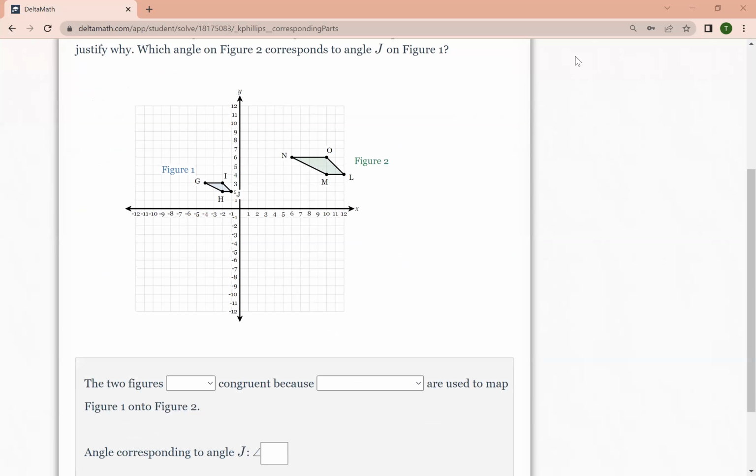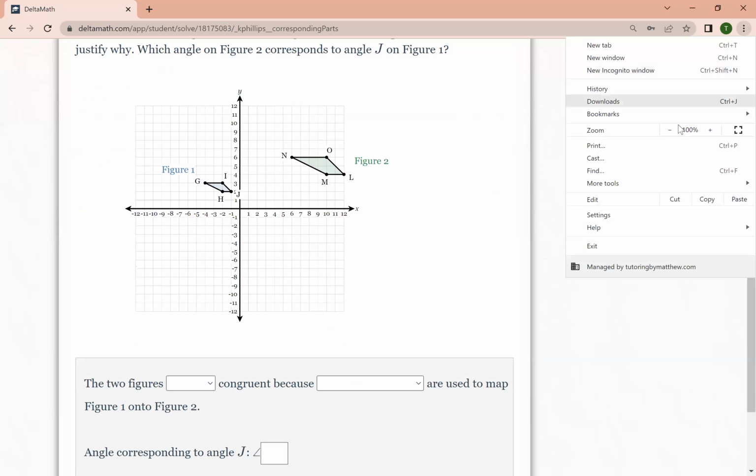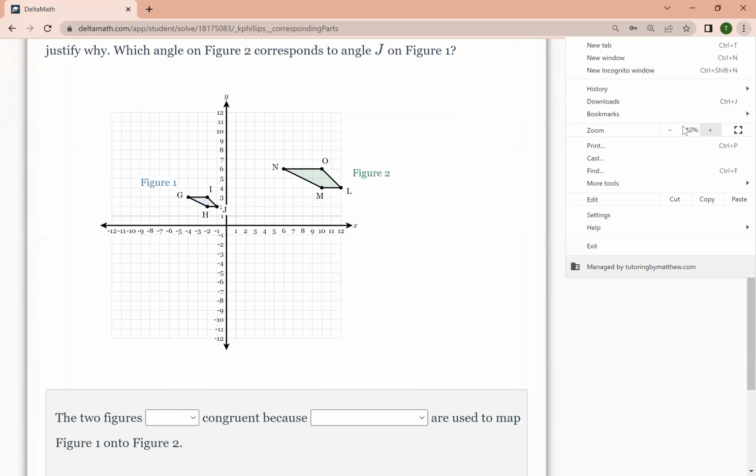I don't know. Is that hard to see on your side? Would you like me to zoom in? No, I can see it. You can see it. All right.